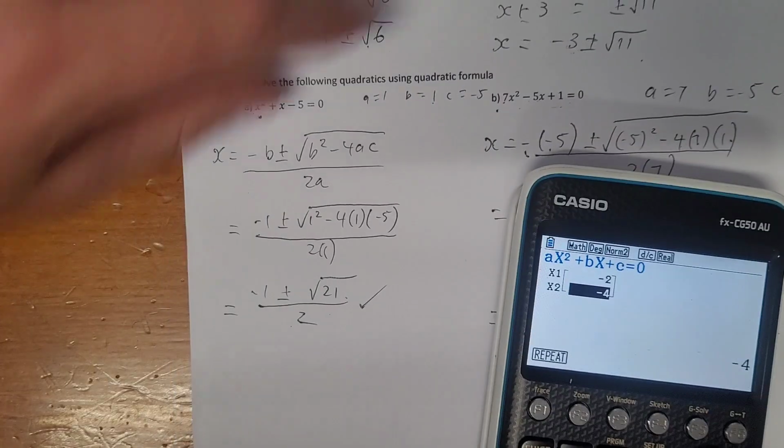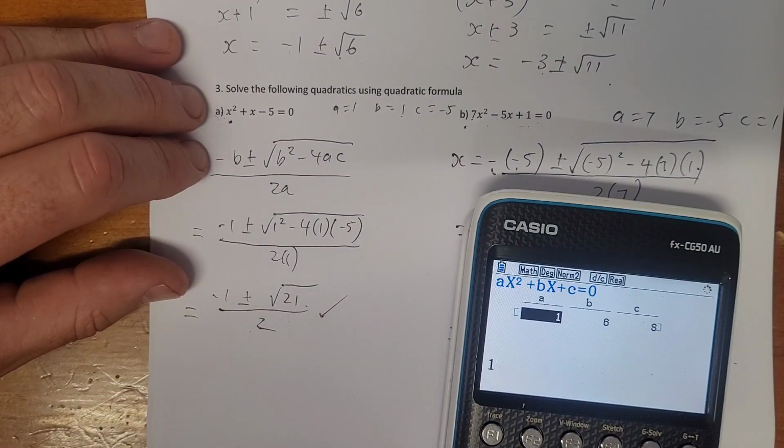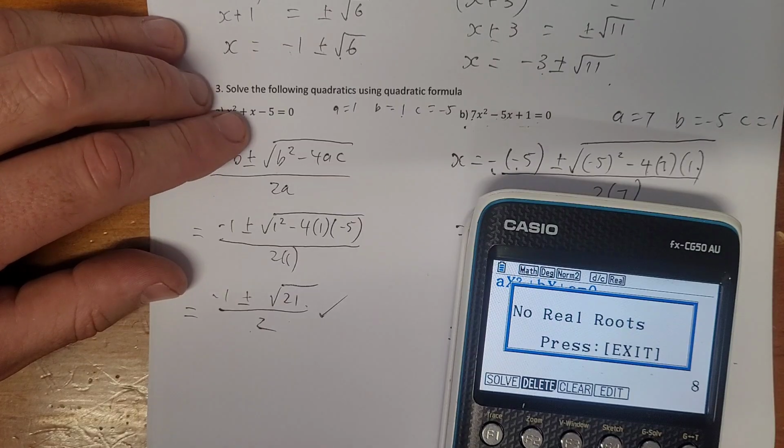Or we could even do it down here, like if we type in the first quadratic formula we did, we had a was 1, b was 1, c was minus 5.